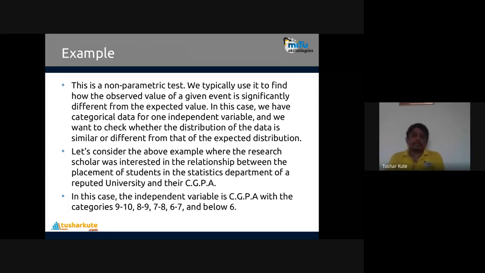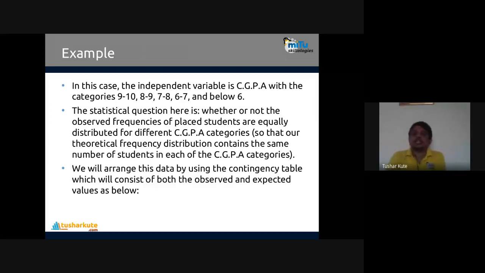So in this example of CGPA, the research scholar was interested in the relationship between the placement of students of the statistics department and their CGPA. Okay, so department doesn't matter. We just focus on the placement and the CGPA present in that. In this case, the independent variable is CGPA with categories 9 to 10, 8 to 9, 7 to 8, 6 to 7, and below 6. 5 categories are there. That's what is finalized. So these are the 5 categories that we have seen.